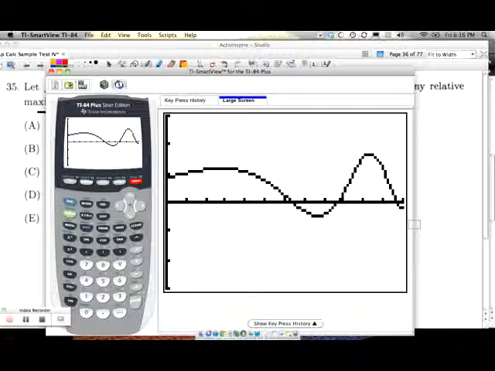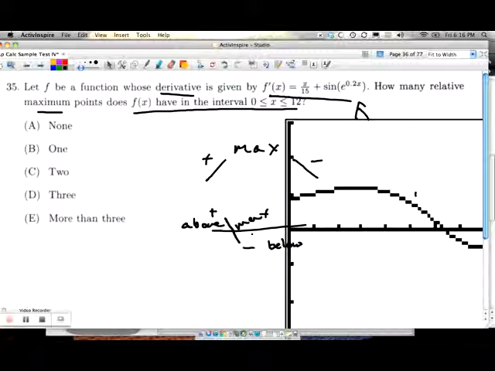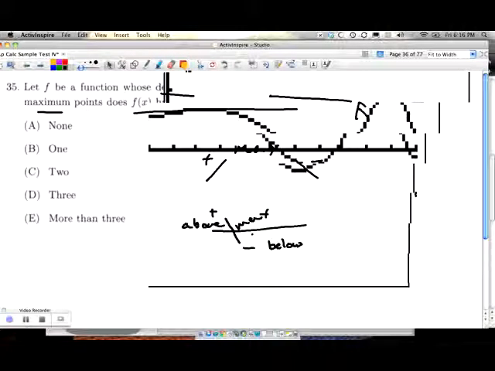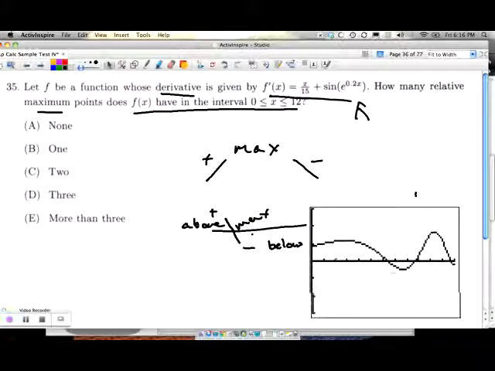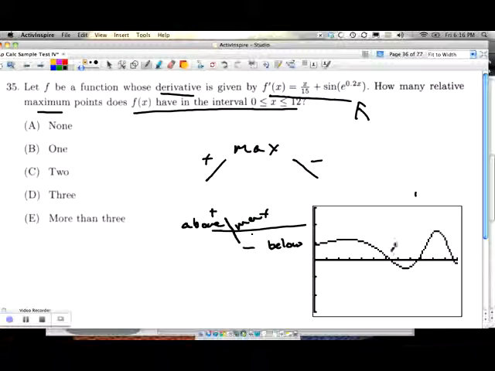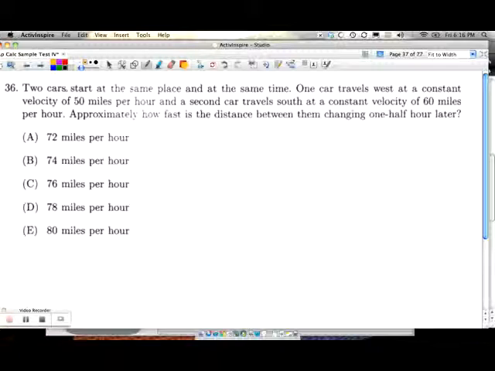Once here, just found out I can do this. This is so cool. So how many times does that happen? Well, it happens here and here. So twice. 2 maxes. Relative maxes, of course.